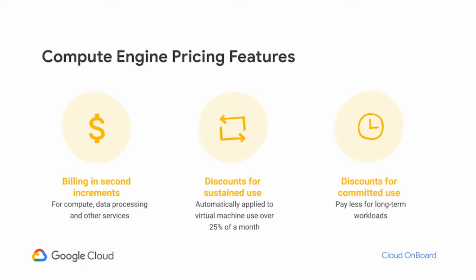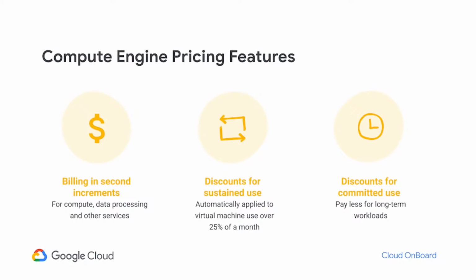And there are some automatic discounts that you get for running a specific Compute Engine resource for a significant portion of a billing month. For example, if you are running one of those discounted resources for more than 25% of the month, then Compute Engine automatically gives you a discount for every incremental minute you use that instance.